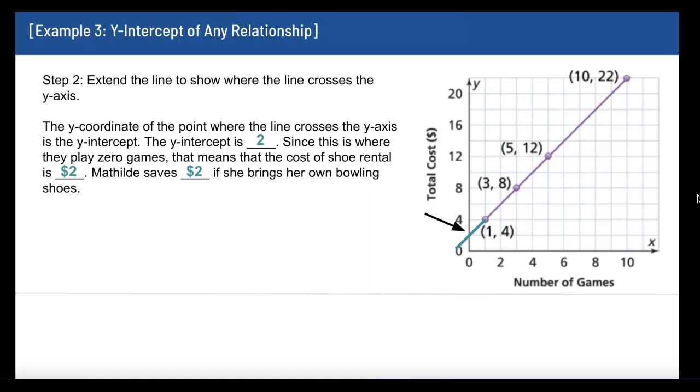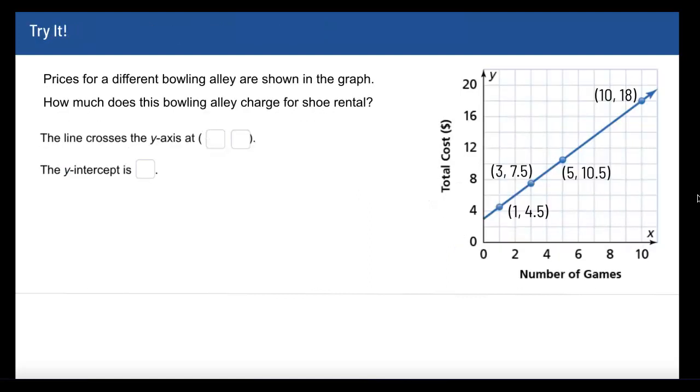So we use the slope to extend our line to know when it will cross. Here is an example for you to try. These prices for a different bowling alley are shown in the graph. How much does the bowling alley charge for shoe rental? So you can see the points, and they are labeled with their x and y values, so you can figure out the slope. You know that one game is $4.50, and so using the slope, go backwards 1 to figure out how much the shoe rental is.